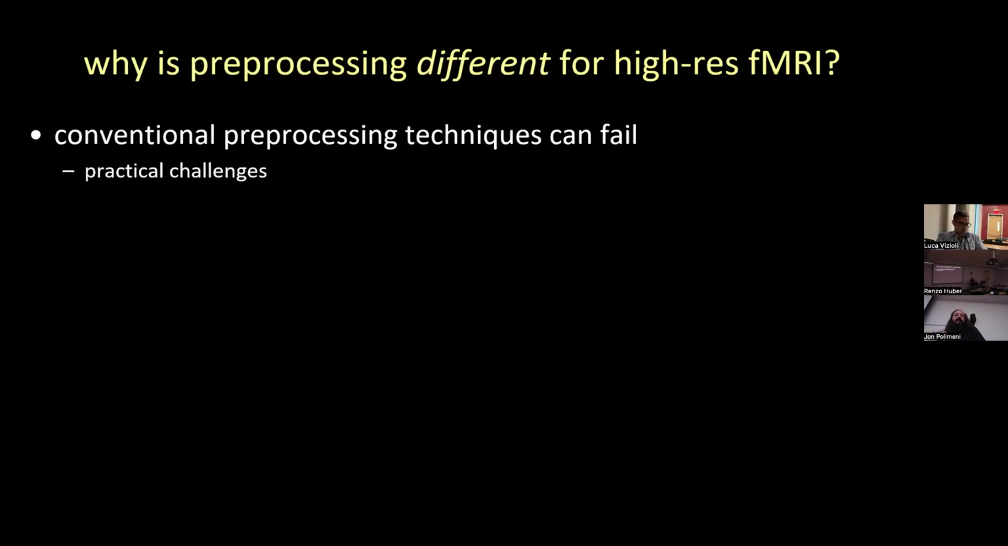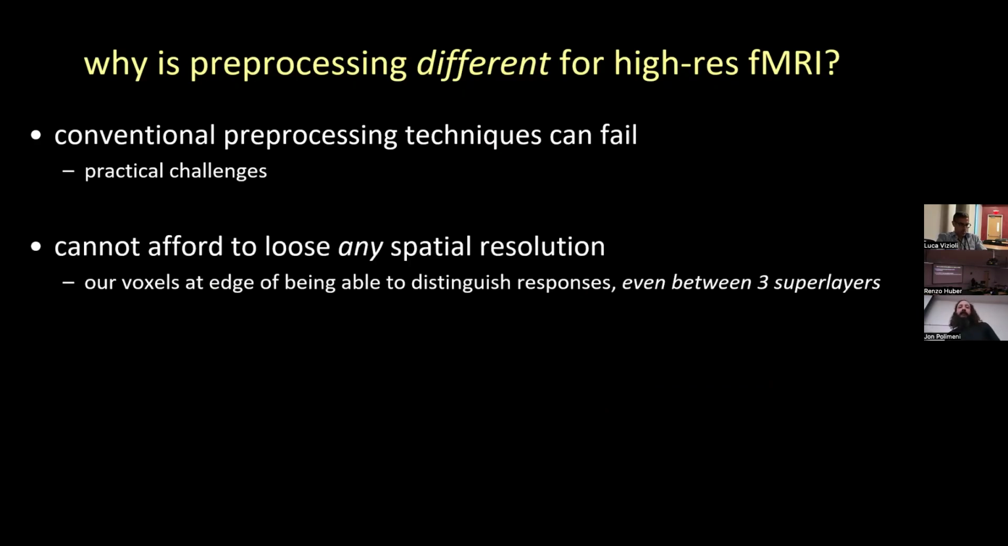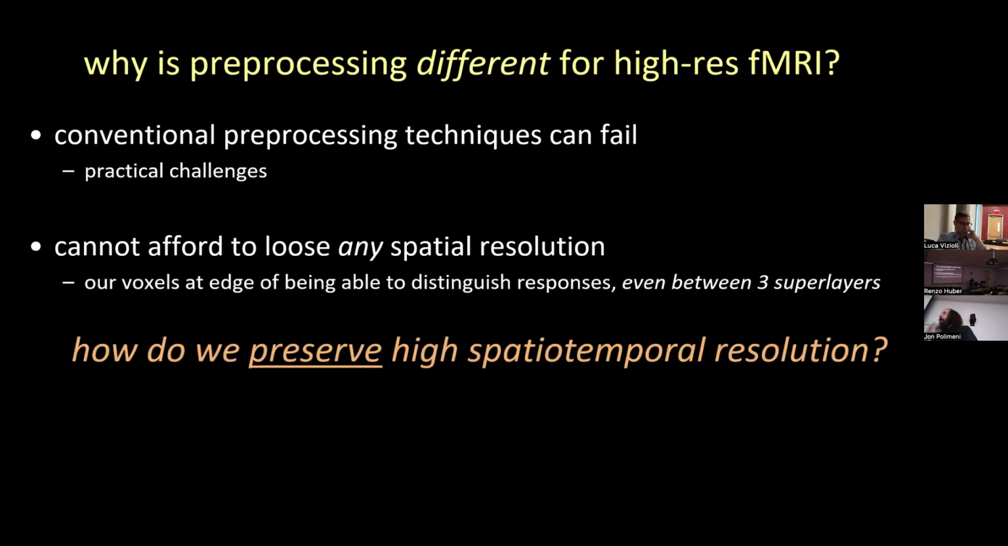First of all, conventional preprocessing techniques fail. If you use a conventional preprocessing technique, you may see that it just does not work with your data. And so there are some practical challenges. But as I mentioned, we cannot afford to lose any of our hard-fought spatial resolution. Our voxels are really at the edge of being able to distinguish the responses across depths, even between these three sublayers. And so the question becomes, how do we preserve the high spatiotemporal resolution of our imaging data?